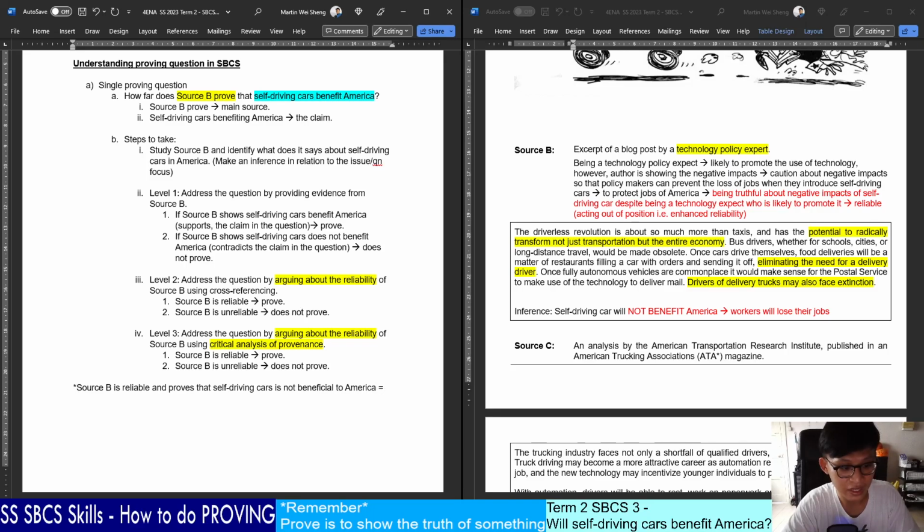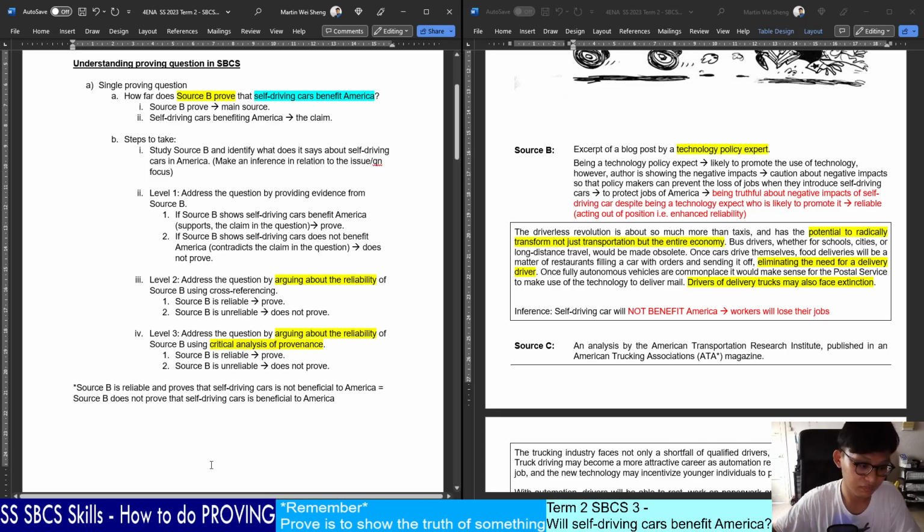This is the same as: source B does not prove that self-driving cars is beneficial to America. So source B is reliable and it does not prove that self-driving car is beneficial to America. Alright, so these two sentences are actually referring to the same thing.